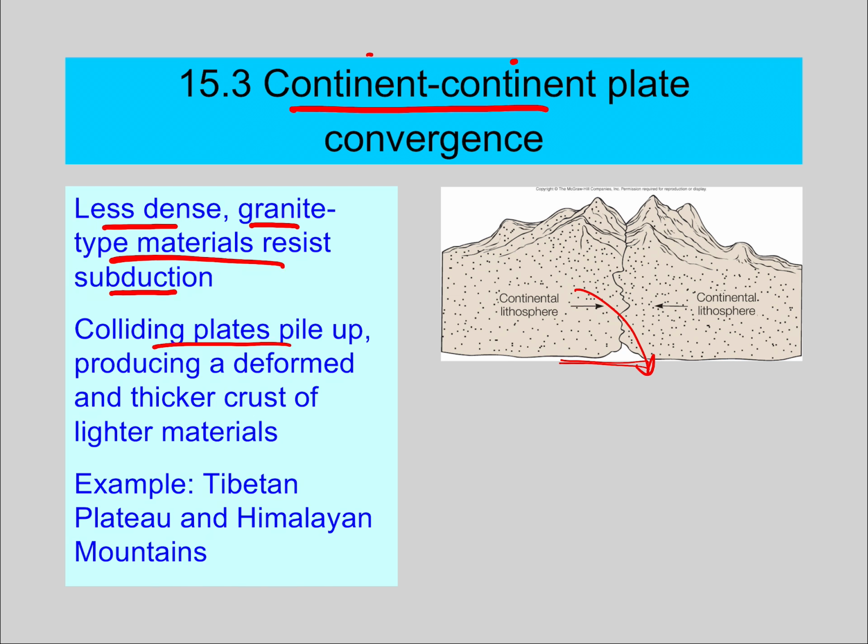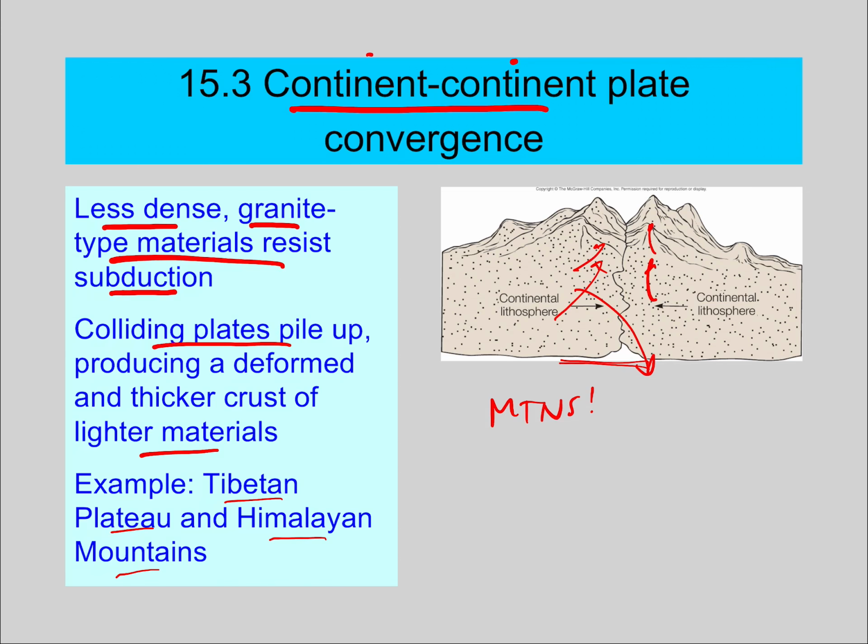The colliding plates instead are going to pile up and up and up and up, producing a deformed and thicker crust of lighter materials. So these are going to lead to things that we like to call mountains. Not the rolling hills we have in Texas, but true mountains. The Tibetan Plateau and the Himalayan mountains are some of the more common examples of two continental plates coming together to form mountains.